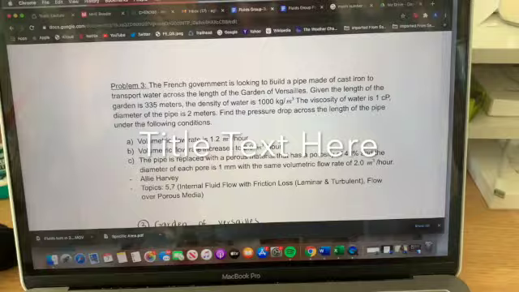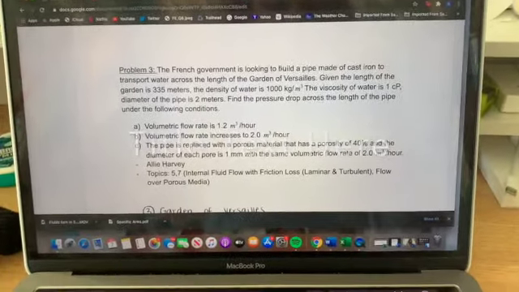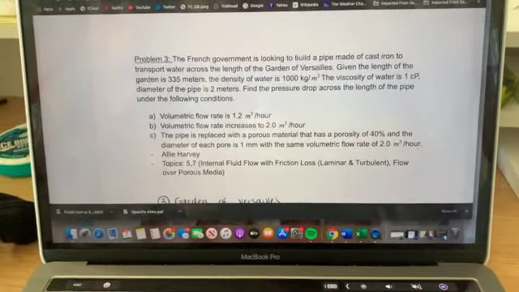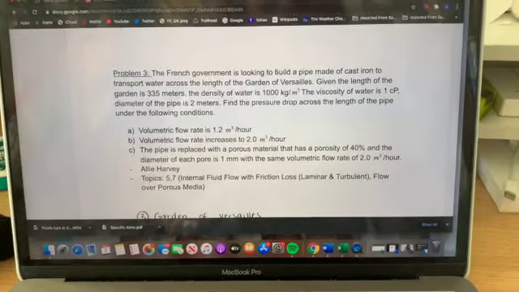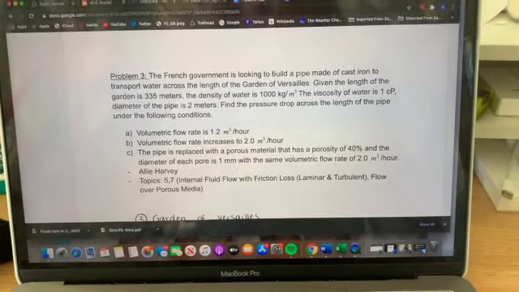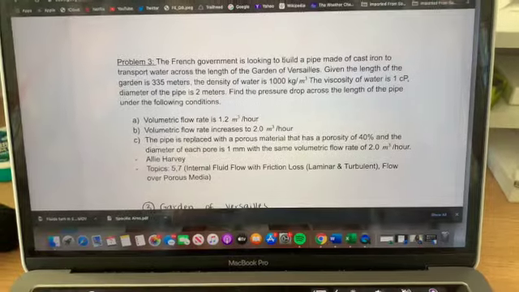Alright, so for problem 3, we have the French government looking to build a pipe made of cast iron to transport water across the length of the Garden of Versailles. Given the length of the garden, the density, the viscosity, and the diameter, find the pressure drop across the length of the pipe under the following conditions.